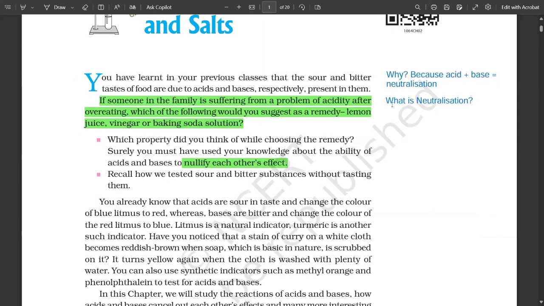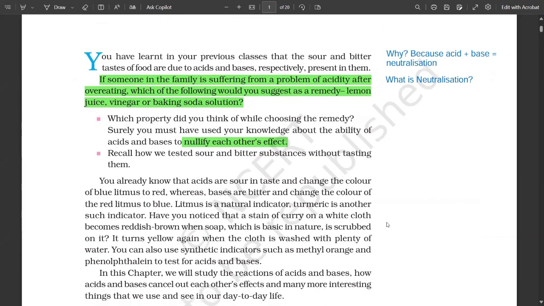So now I want you to look into the question, what is neutralization? I want you to define it in your own words. As given in the textbook, it is the ability of acids and bases to nullify each other's effect.